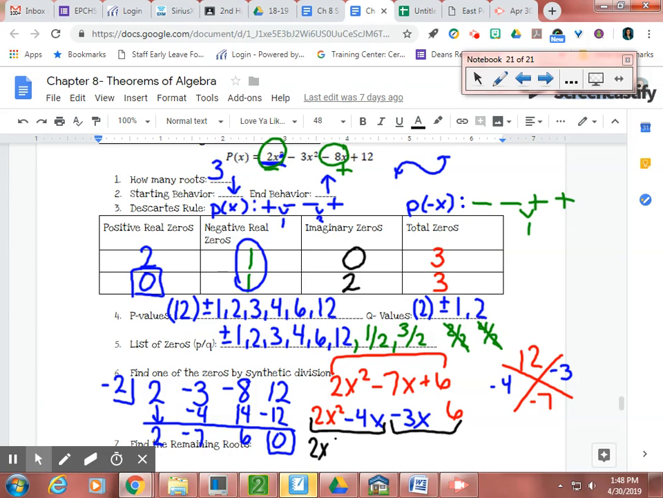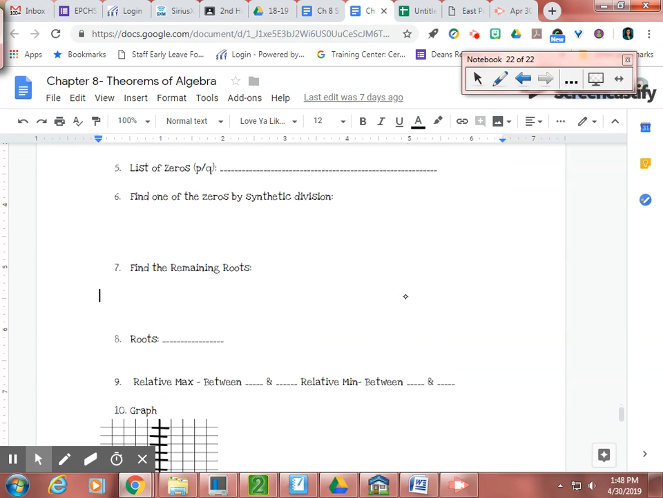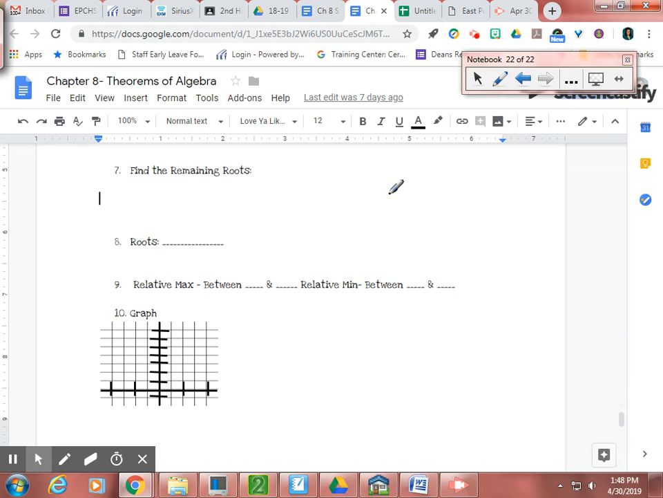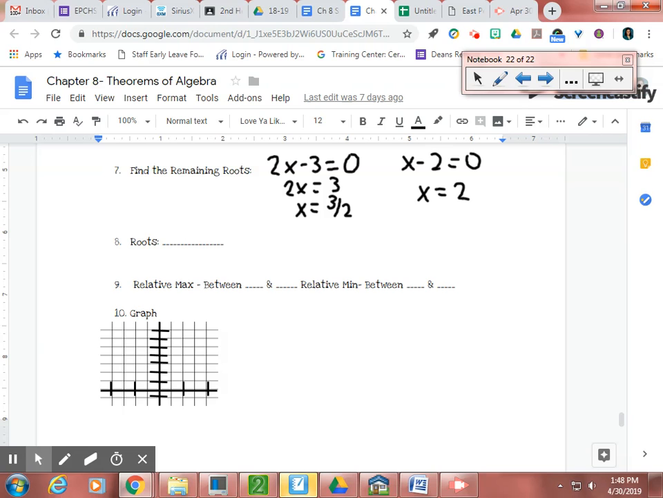Greatest common factor is 2x, and I'm left with x minus 2. Here I can take out a negative 3, and I'm left with x minus 2. Okay, so now we're going to set those equal to 0. So 2x minus 3 and x minus 2. Solving this one, you're going to add 3 to the other side, and then divide by 2. Here you're going to add 2 to the other side and get 2. So your roots that you found were negative 2, 3 halves, and 2.